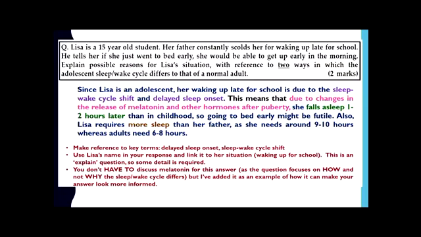The next question is about the sleep-wake cycle shift. So Lisa is a 15-year-old student. Her father constantly scolds her for waking up late for school. He tells her if she just went to bed early, she'd be able to get up early in the morning. Explain possible reasons for Lisa's situation with reference to 2 ways in which this adolescent sleep-wake cycle differs to that of an adult. So in this question, if we're following the rules of making sure we address the stimulus information, what are we going to be putting in this question?